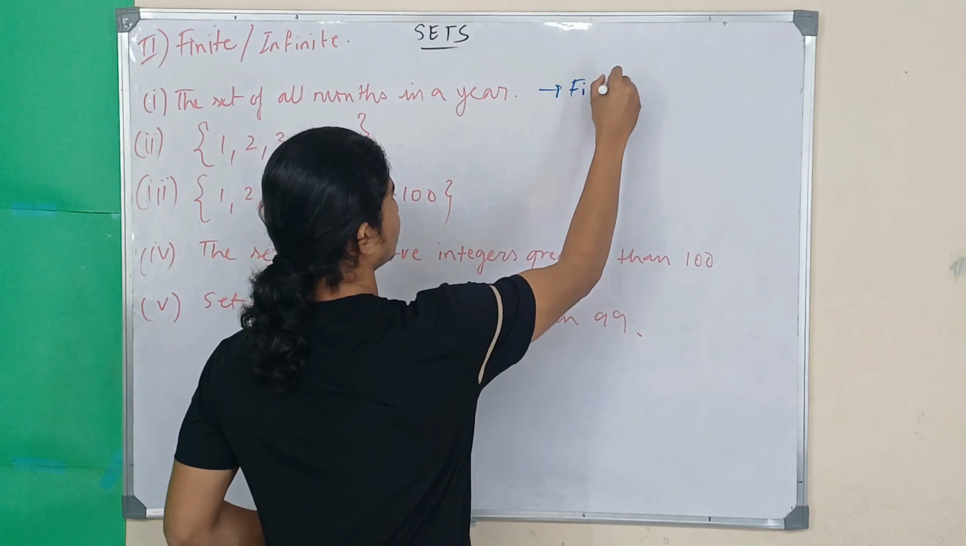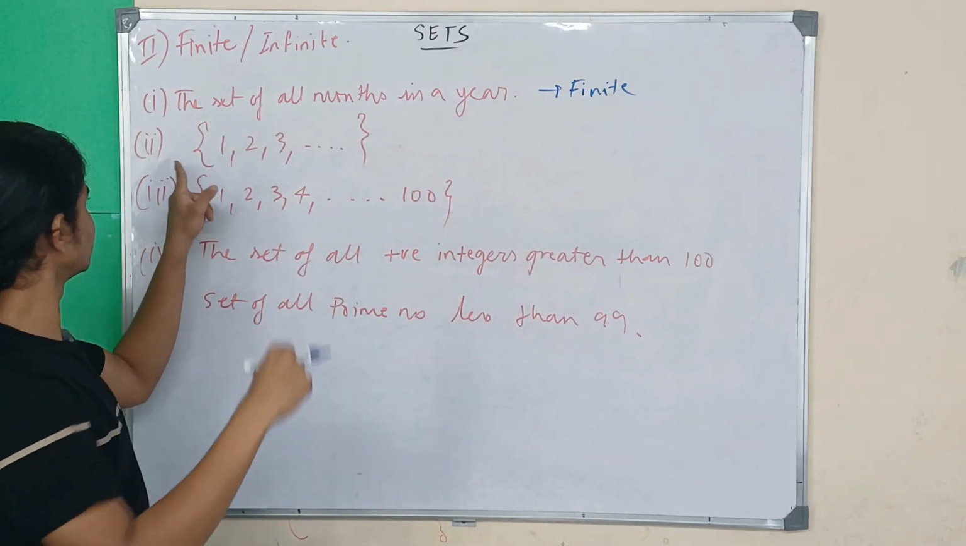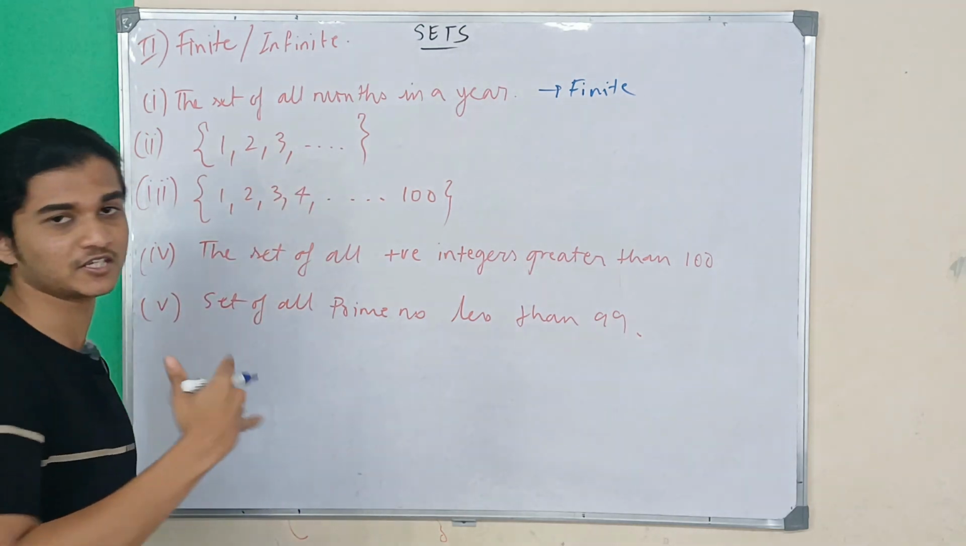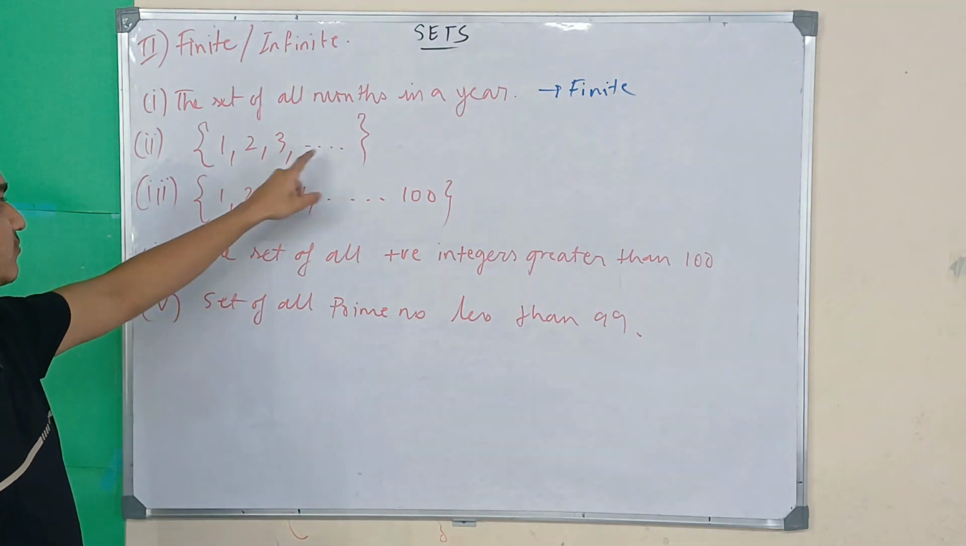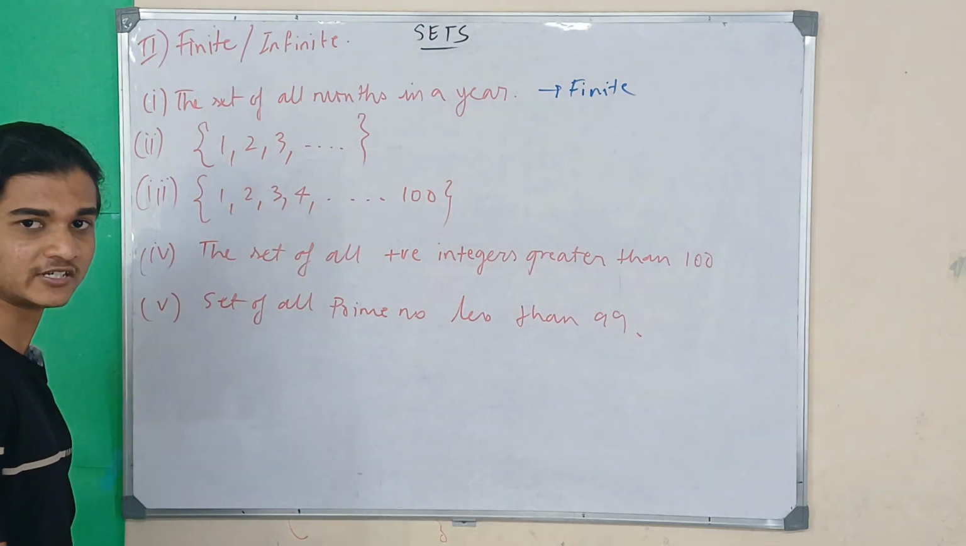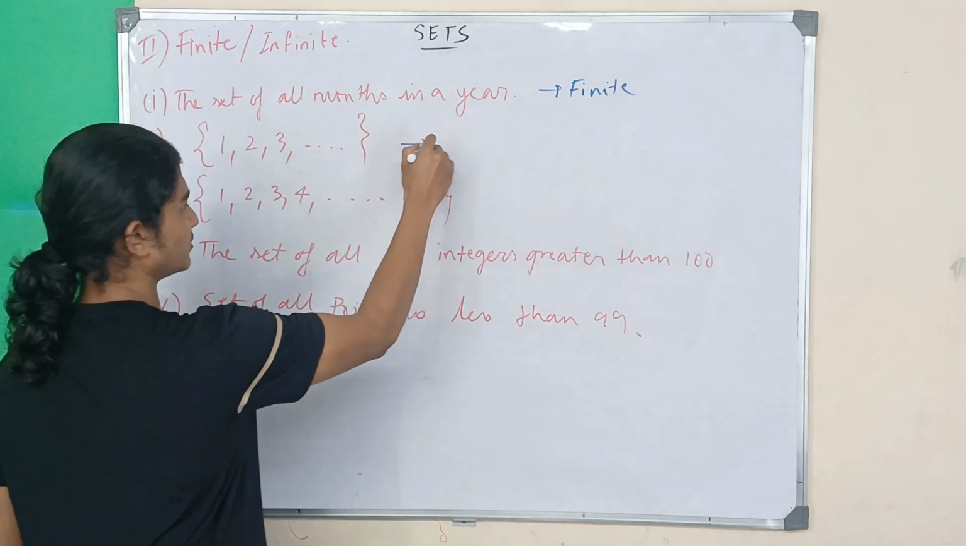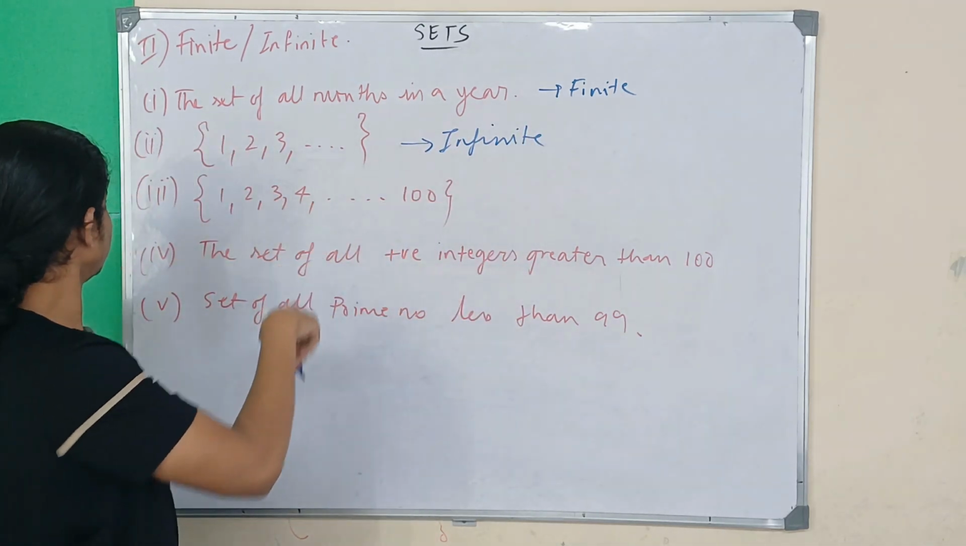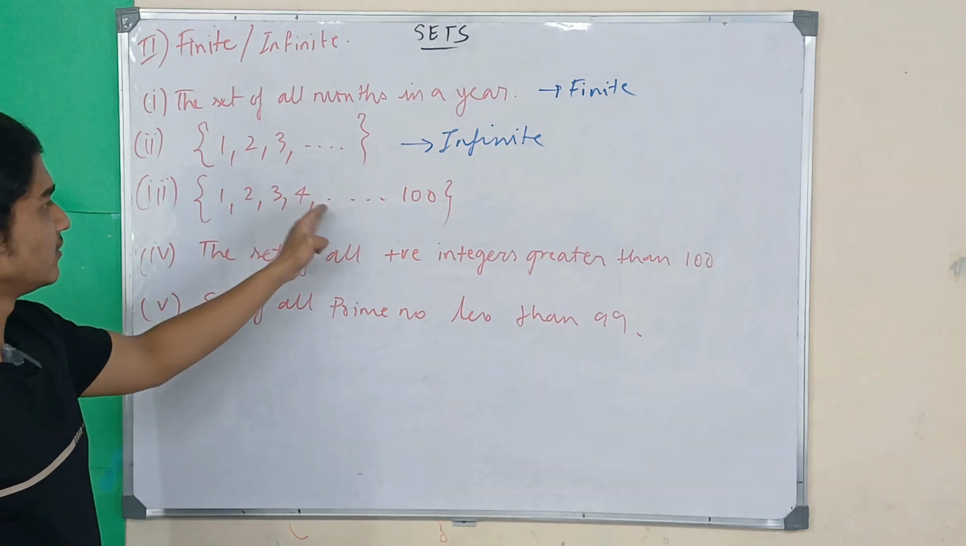The next one is 1, 2, 3, and then three dots, which means it keeps going with the same pattern: 1, 2, 3, 4, 5, 6, 7, 8, 9, 10. This is the set of all natural numbers, so of course it is an infinite set. Now the third one is 1, 2, 3, 4, and so on till 100.